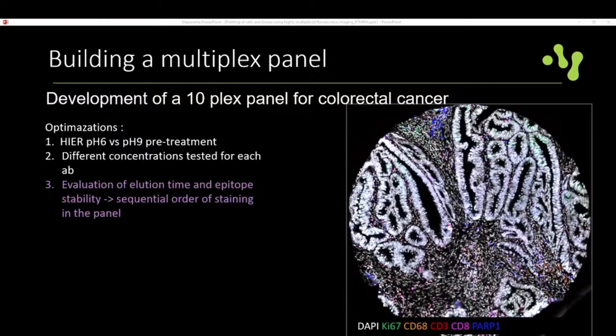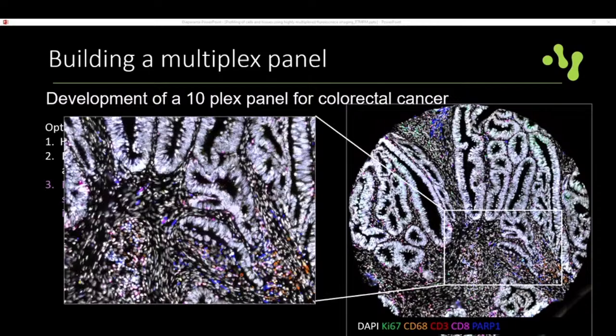And this is just to show one example using 6 of the markers that we optimized on this colorectal core. So it looks something like this. It's a bit hard to appreciate all of the different colors at the same time, but this is just a glimpse of data that we generated on this system.